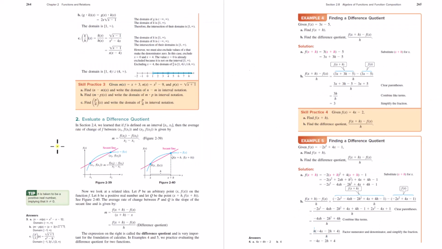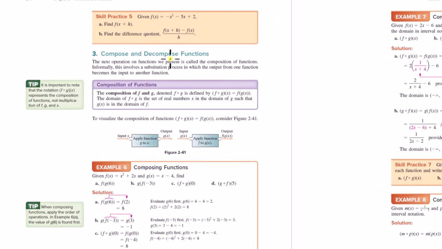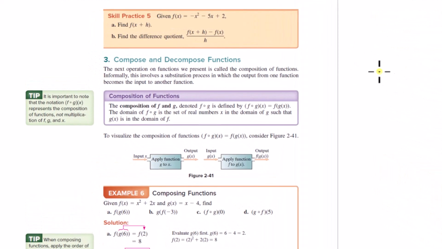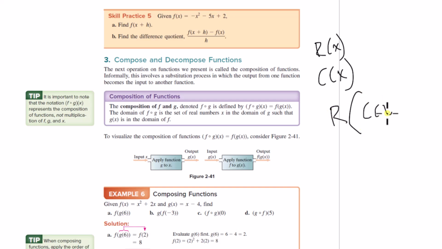Evaluate a difference quotient. We're not going to go into this. This is a calculus concept. I'm not sure why they show that here, but okay, compose and decompose functions. What do they mean by compose? What they're saying is, if we had a revenue function and we had a cost function, I could say, what is R of C of x? I don't know what this means.